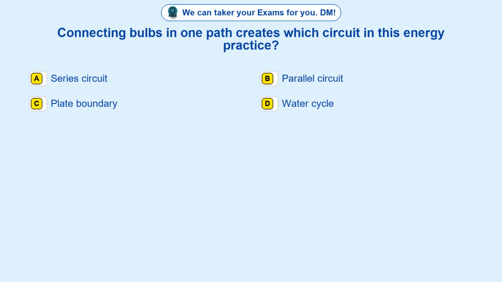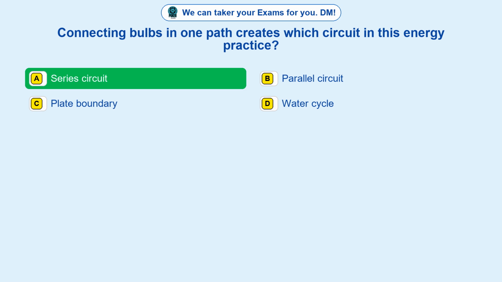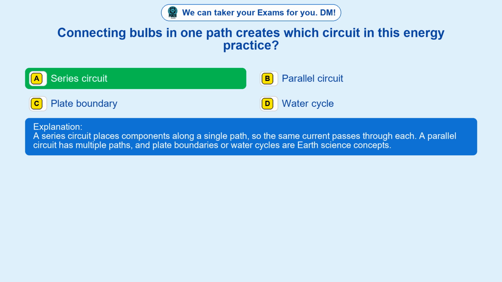Question 73. Connecting bulbs in one path creates which circuit in this energy practice? Option A, series circuit. Option B, parallel circuit. Option C, plate boundary. Option D, water cycle. The correct answer is option A. Series circuit. A series circuit places components along a single path, so the same current passes through each. A parallel circuit has multiple paths, and plate boundaries or water cycles are earth science concepts.